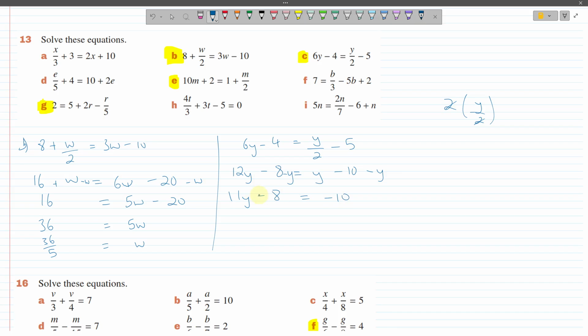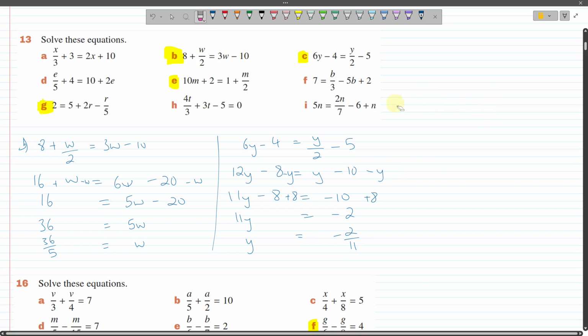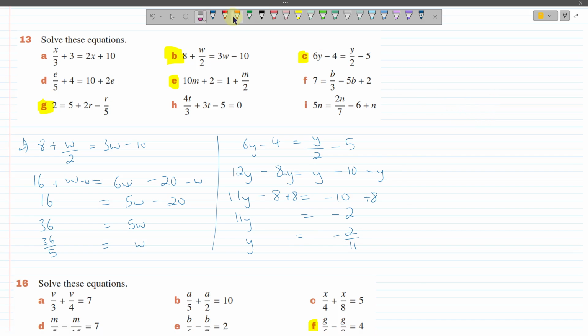Now I need to add 8 to both sides, so I can do add 8 there and add 8 there, and I'll have 11y is equal to negative 10 plus 8, which is negative 2. Divide both sides by 11. y is equal to negative 2 on 11. I'm kind of going back and forth with the working out, just so that you're doing the same thing. It doesn't really matter how you write it too much.